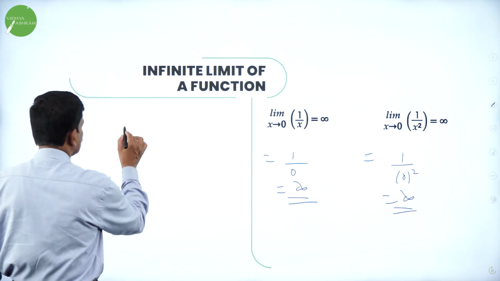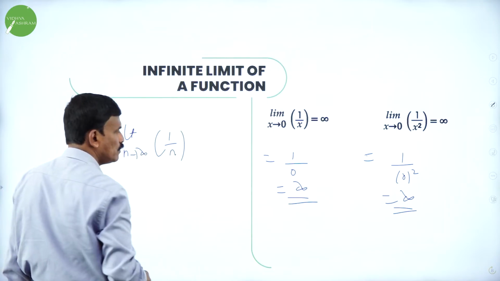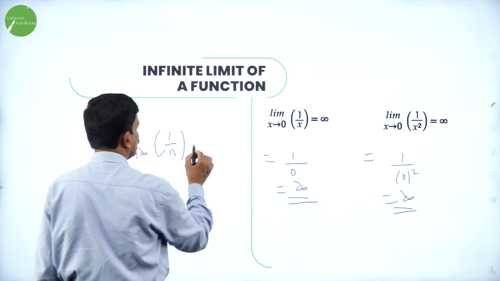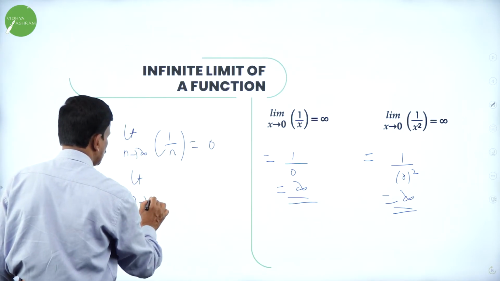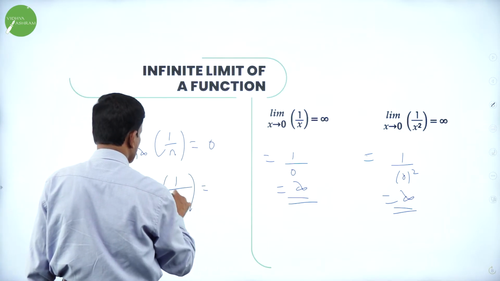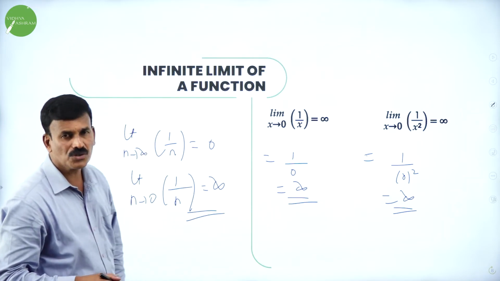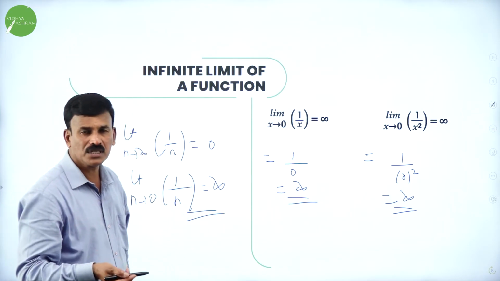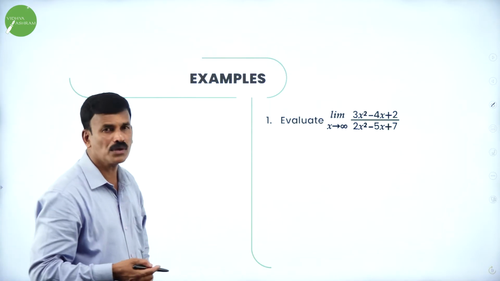Usually we will get the problems like this: limit n tends to infinity of 1 over n. 1 over infinity is 0, and similarly limit n tends to 0 of 1 over n, 1 over 0, is also equal to infinity. These are the concepts which we are going to use to solve the problems whenever n tends to infinity or x tends to infinity. Now let us take a simple problem.